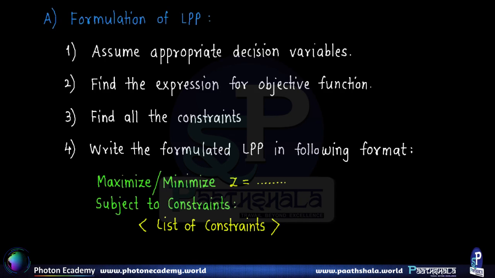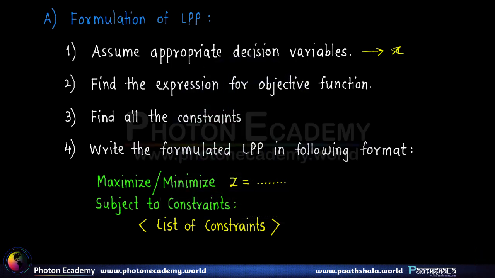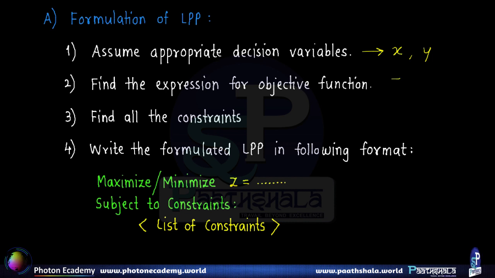Now here we see the formulation step of LPP, and here are the details of the formulation. Firstly, we assume the appropriate decision variables, and as we have seen, we have assumed them as x and y. We should remember what x means and what y means. In this particular case, x means the number of bicycles that we are intending to manufacture, and y means the number of tricycles.